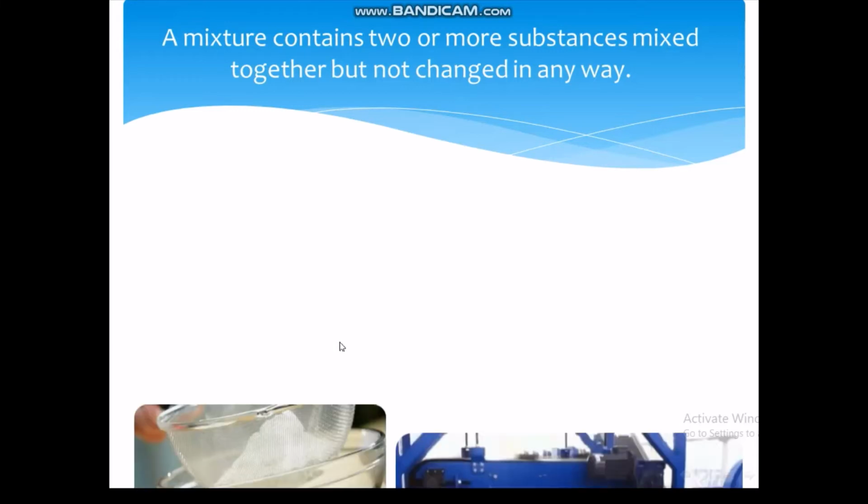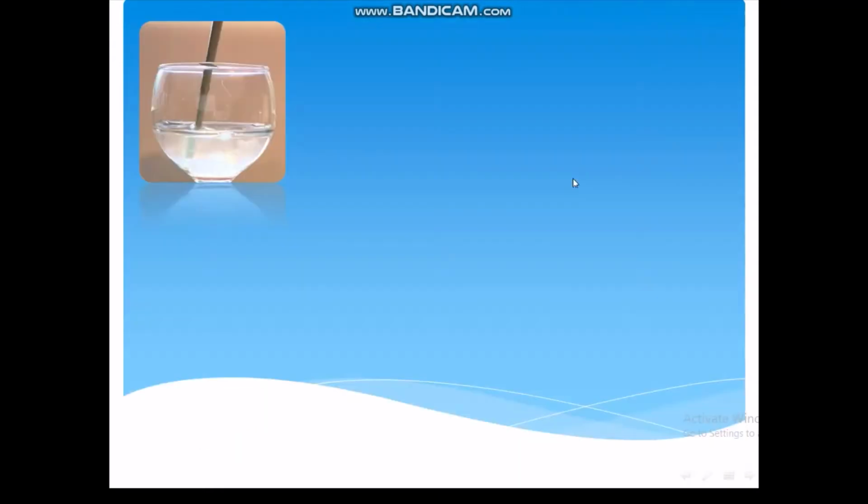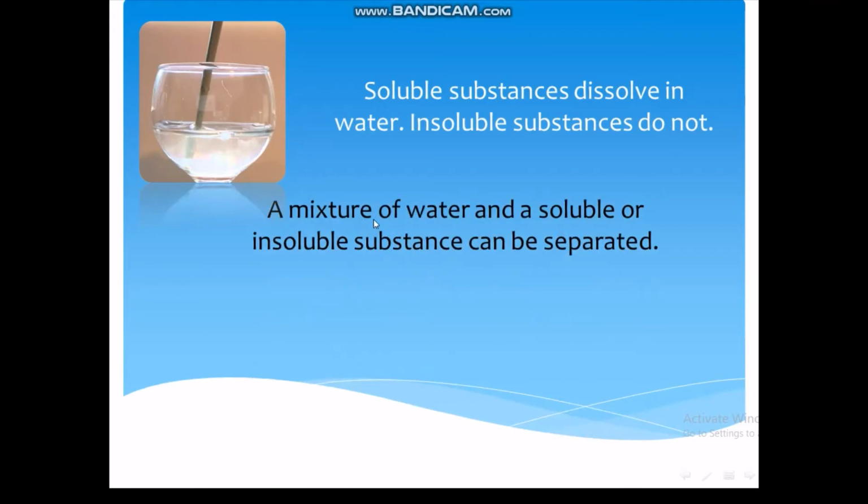A mixture contains two or more substances mixed together but not changed in any way. Look at this mixture, for example, flour and raisins. When I want to separate these two, I can easily use sieving in this case because the small particles will fall through and the raisins will be left up there. Another example, when I have some metals mixed together and I need to separate them, I can use magnetic separation to attract some materials and leave behind the others.